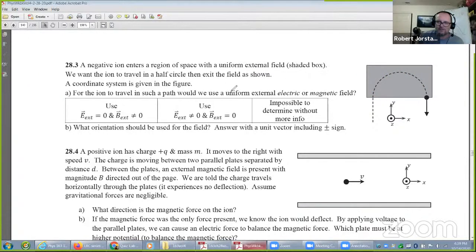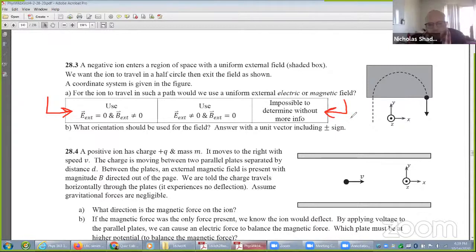We want it to travel in a circular path. Which of these solutions could it be? Or is it impossible to determine? I'm going to say impossible. Take a second to think. We want the ion to travel in that shape.